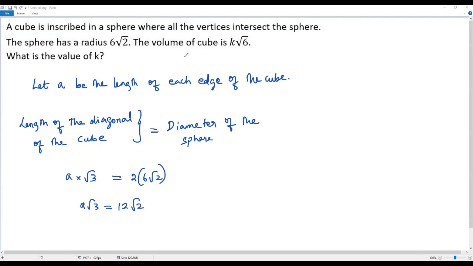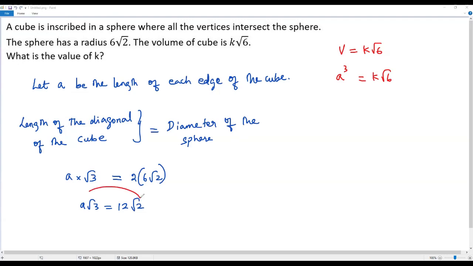Already we know that the volume of the cube is k times square root of 6. Let me consider this over here. When a represents the length of each edge of the cube, the volume of the cube can be written as a cubed. So this is the formula to find the volume of the cube: we take exponent 3 of the length of each edge. So a cubed equals k times square root of 6.